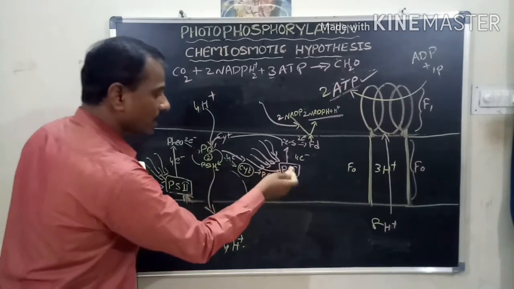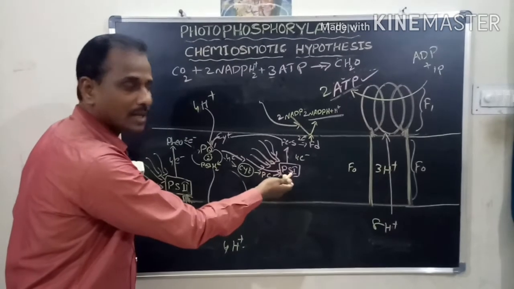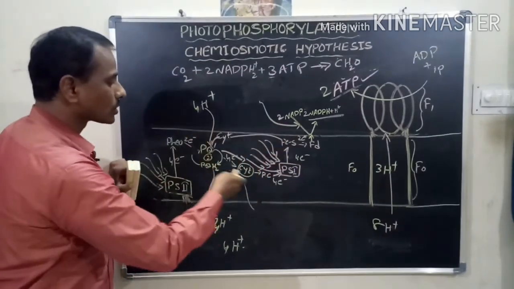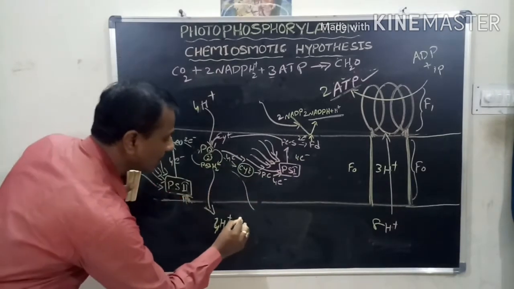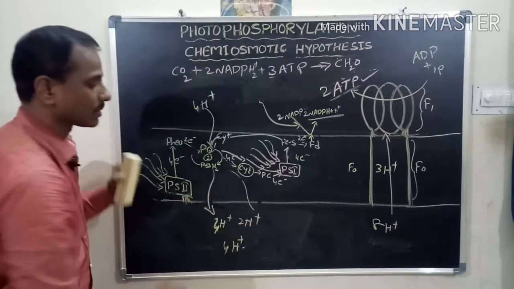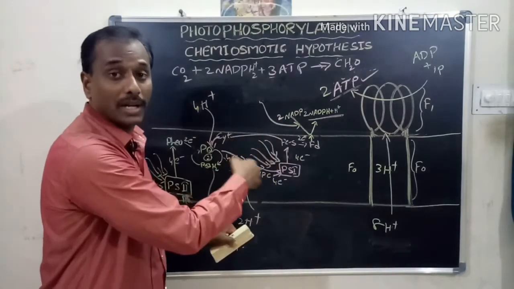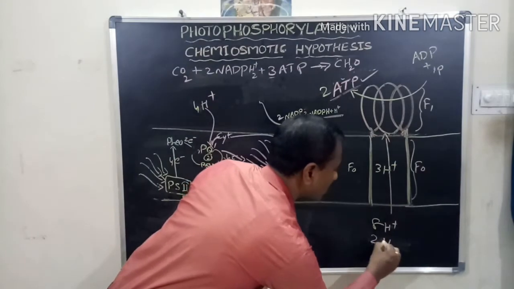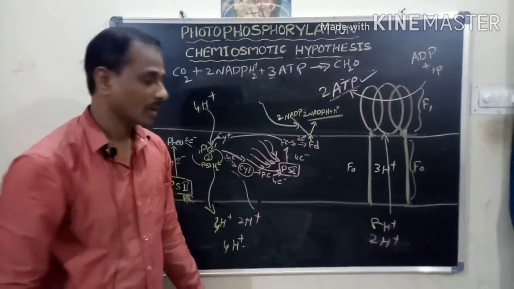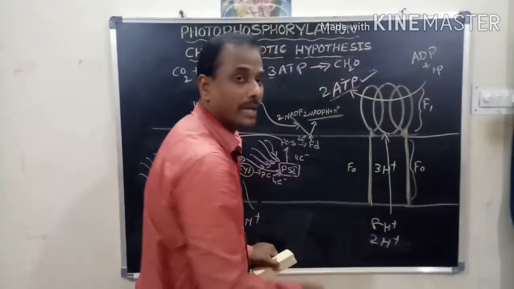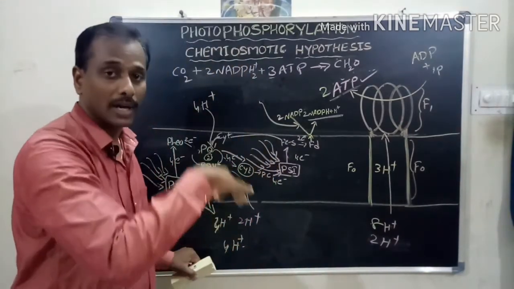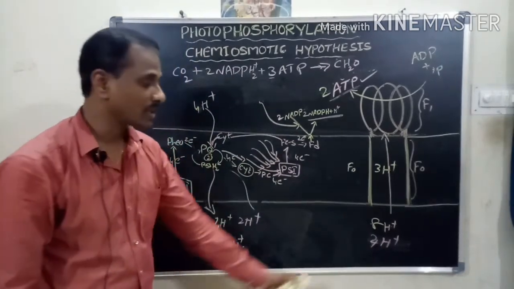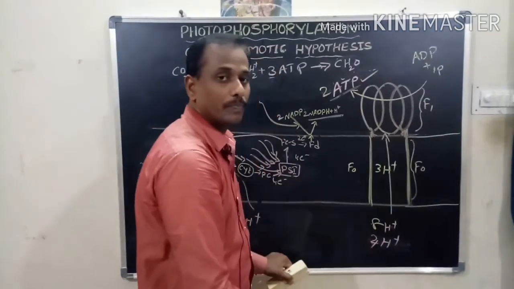So here, when it receives two photons of light, it releases two electrons. Those go to the quinone cycle. It releases another two H plus ions by cyclic photophosphorylation. How many? 8 plus 2, 10. If it takes 4 photons, it releases 4 electrons, and gives another 2 H plus. That means 4. Total 12.